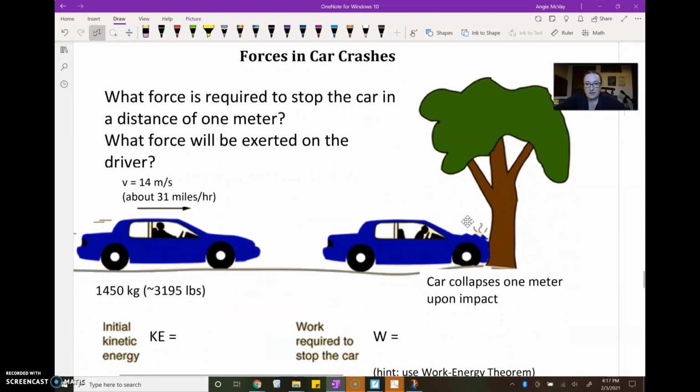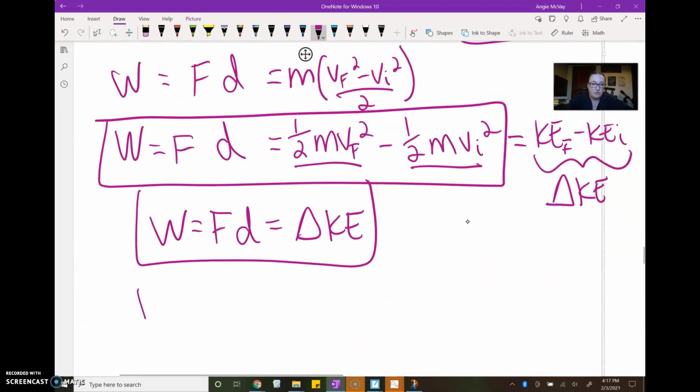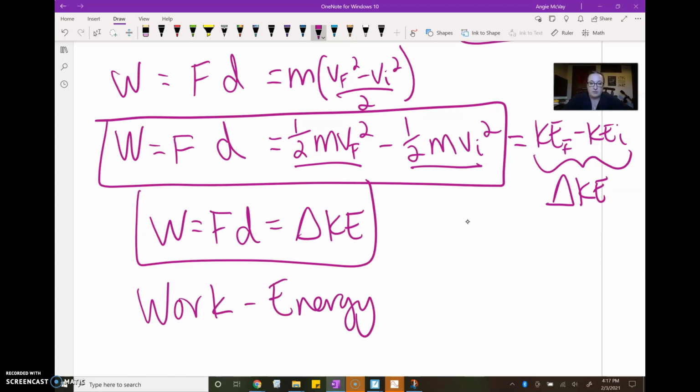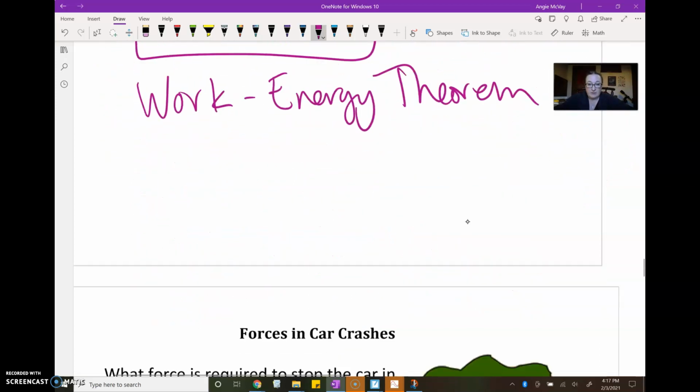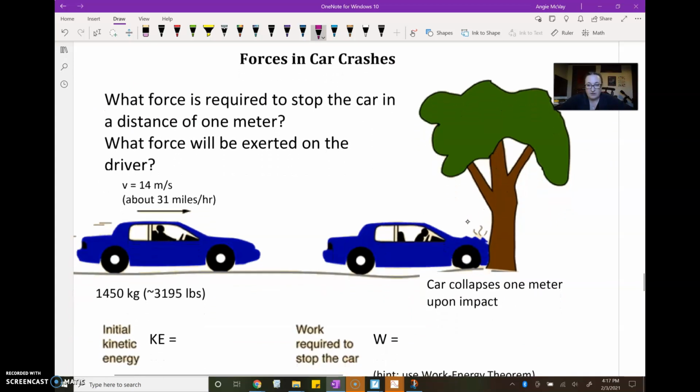Okay, what does the work energy theorem have to do with anything? By the way, that's what these two guys are called, the work energy theorem. And this is probably one of the most important theorems in terms of physics informing public safety measures. So let's take a look at forces in car crashes.